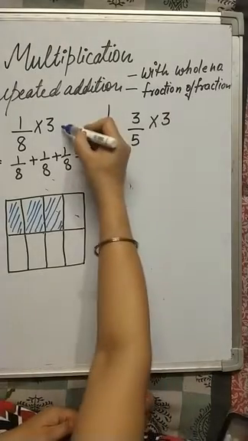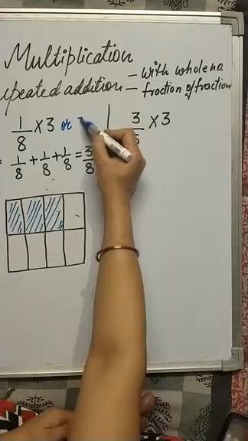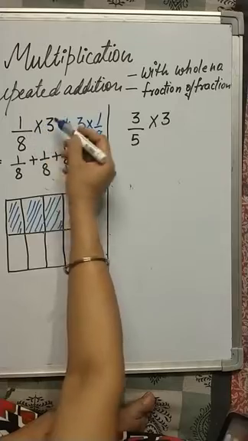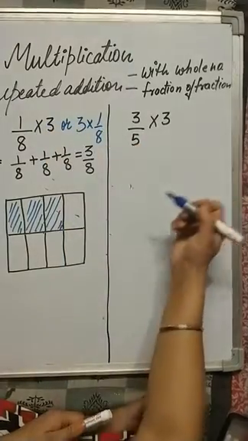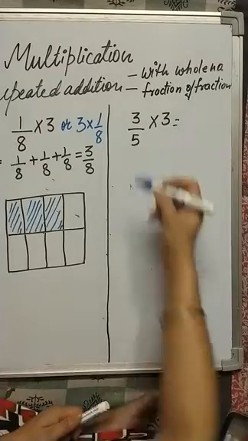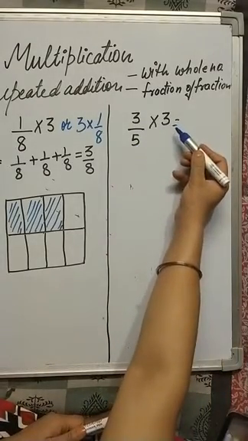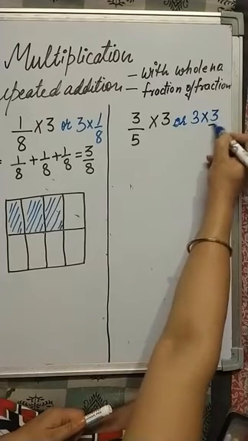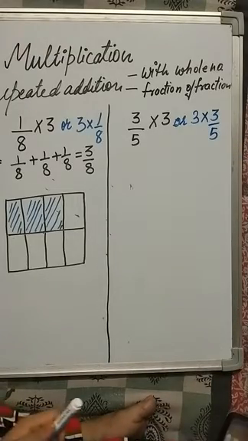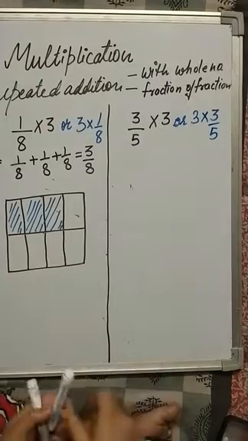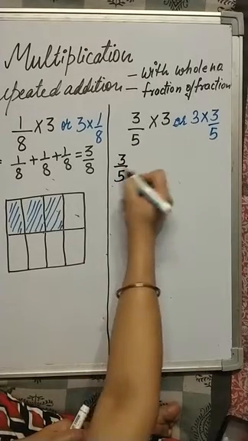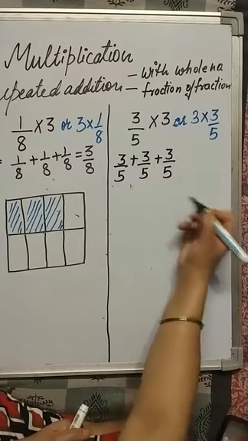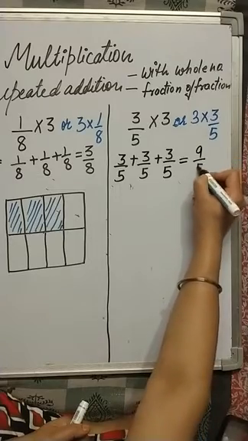Or we can also write it as 3 times 1/8. 1/8, how many times? 3 times, and 3 times 1/8, one and the same thing. Similarly, here we are getting 3/5, 3 times, or we can also say 3 times 3/5. This can also be written as 3/5 one time, 3/5 second time, and 3/5 third time, which will be equal to 9/5.